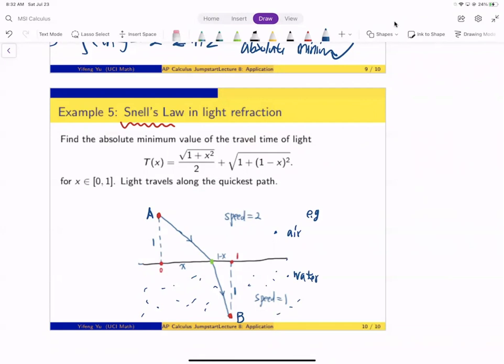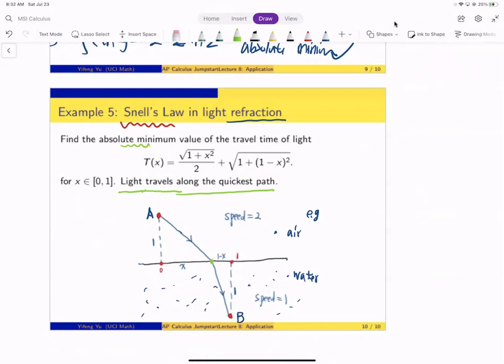In physics, we know that when light goes from one medium to another, there's something called light refraction. It's no longer a straight line; it's going to change direction. The question is how it changes direction, and that's governed by Snell's law. There's one principle that says when light travels, it always chooses the quickest path, which means it takes the least amount of time. So all we need to do is find the absolute minimum value of the travel time of the light.